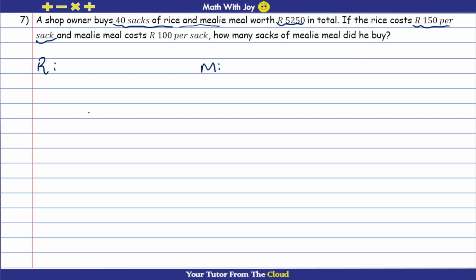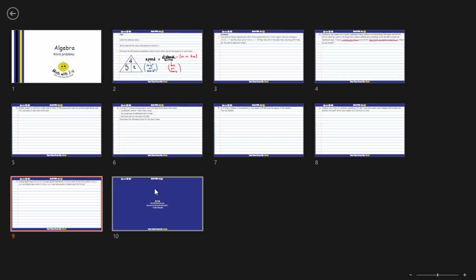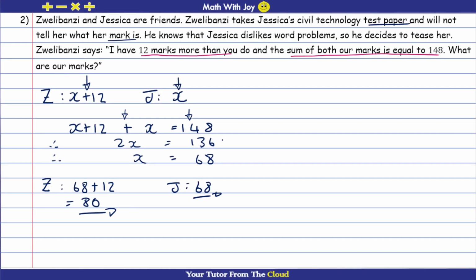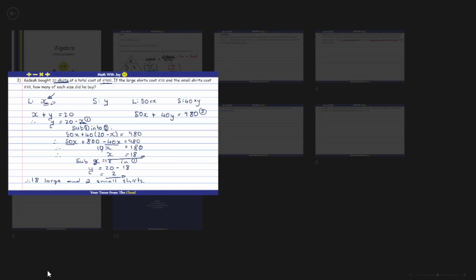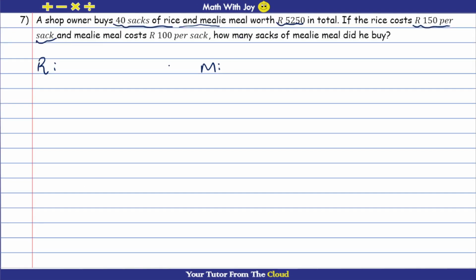So this is exactly like question number, let me see if I'll remember. Not this question, not question 2. It's exactly like this question 3 here. You're going to solve it with the same concept. So what we will do is we'll say we don't know how many sacks of rice he bought. We don't know how many sacks of mealie meal he bought, right? But we know that if I add the sacks of the rice with the mealie meal, I should get 40.